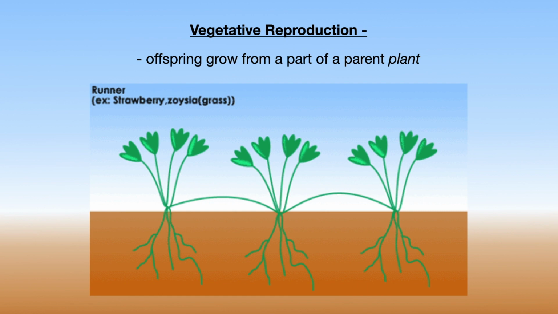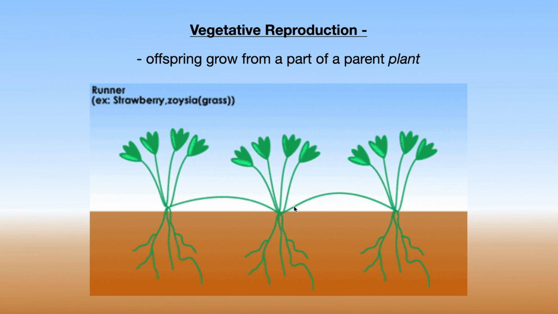Vegetative reproduction. Offspring grow from a part of a parent plant. So, sort of similar to budding, but a runner would come. This is a strawberry plant, or there are different kinds of grass, zoysia, Bermuda grass, weeds that grow in your yard and spread everywhere. They may be connected to each other, like in a strawberry patch. All the plants seem all tangled up and connected. Well, some of them actually are.